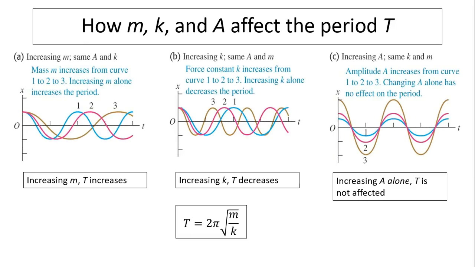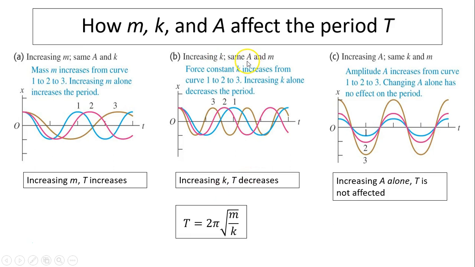How m, k, and A affect the period. From this equation, T equals 2 pi square root of m over k, we know that increasing m with the same A and k is kind of like stretching it out. So 3 has the biggest m. Increasing m, T increases. Everything else, the amplitude, stays the same, but T increases. You can see omega decreases.